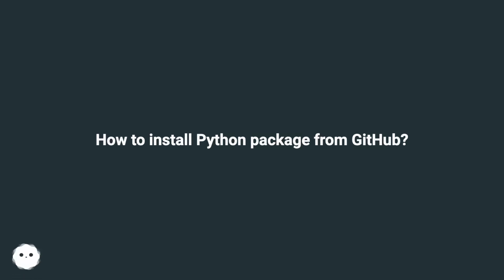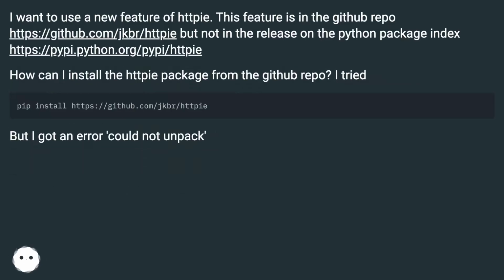How to install Python package from GitHub. I want to use a new feature of HyPy. This feature is in the GitHub repo, this URL, but not in the release on the Python package index, this URL. How can I install the HyPy package from the GitHub repo?